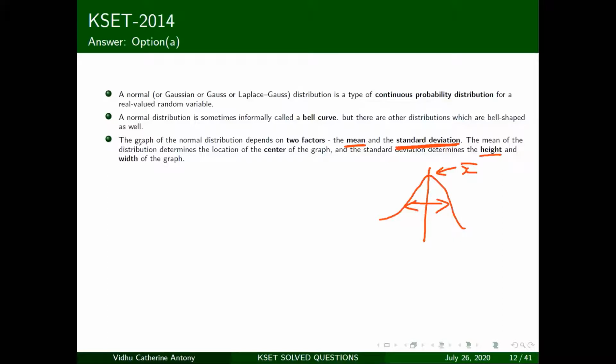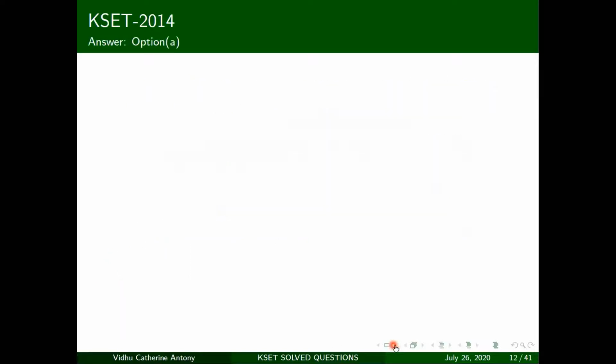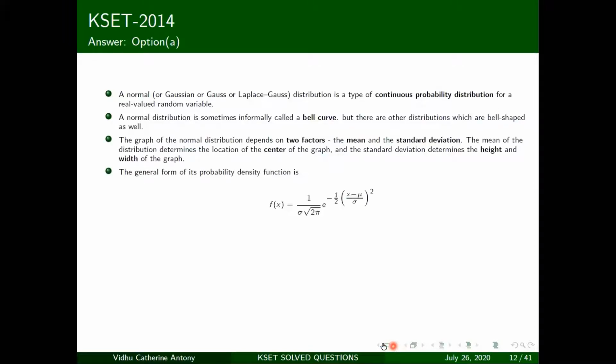So that's why this statement, the fourth statement, which they said is not correct, is actually correct. The curvature depends on the value of the mean as well. You realize the center at which you have your peak depends on the mean value, and based on that, the curve's depth or the curve's steepness can be different.